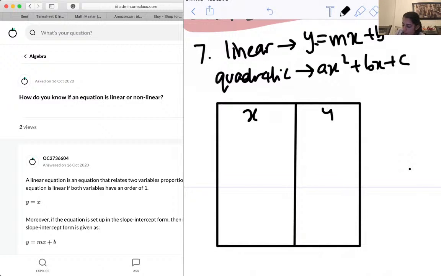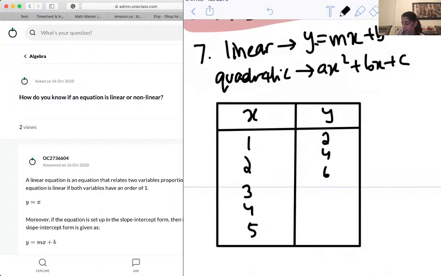X and Y. So if our X is, let's say, 1, 2, 3, 4, 5, and our Y is 2, 4, 6, 8, and 10, what we can do is minus the second term by the first term. So we're going to do 4 minus 2 is equal to 2. And then we're going to keep on doing that.